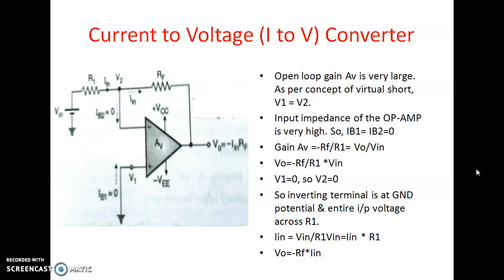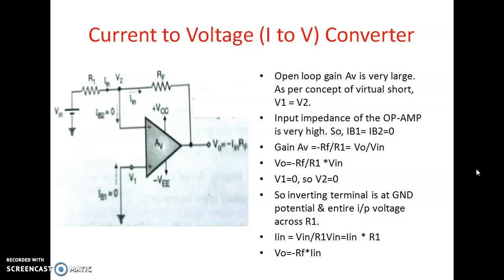Now here we are going to see the current to voltage converter. The op-amp circuit which produces an output voltage which is proportional to its input current, that we call a current to voltage converter. I repeat again, the op-amp circuit which produces an output voltage proportional to its input current is called a current to voltage converter.